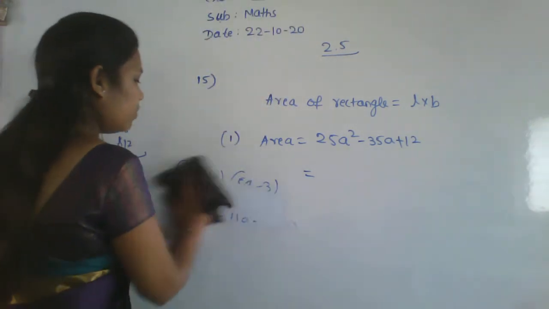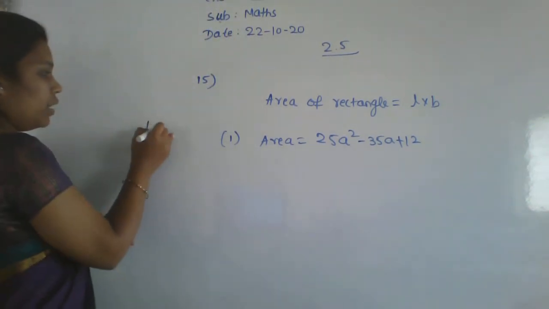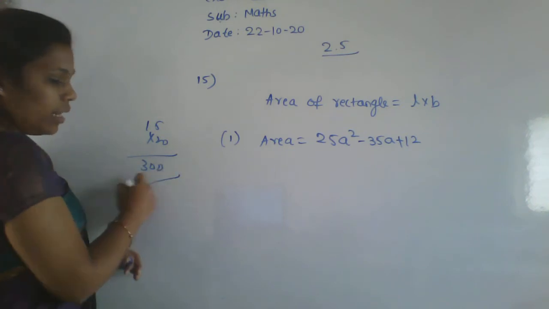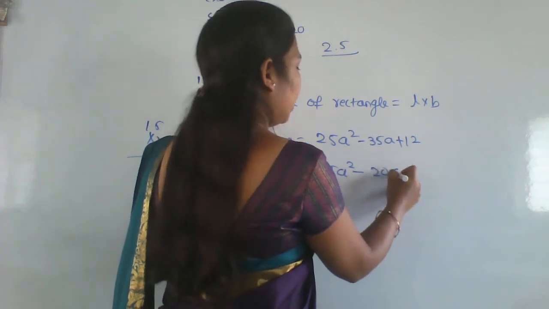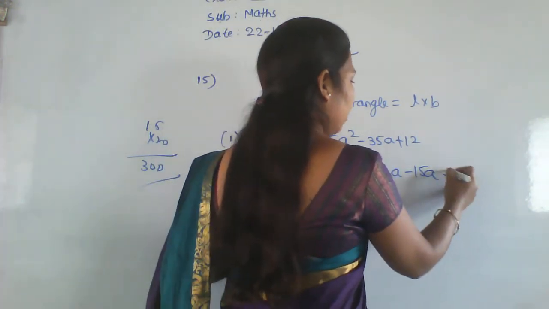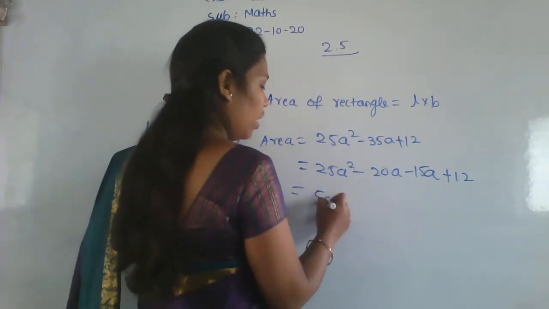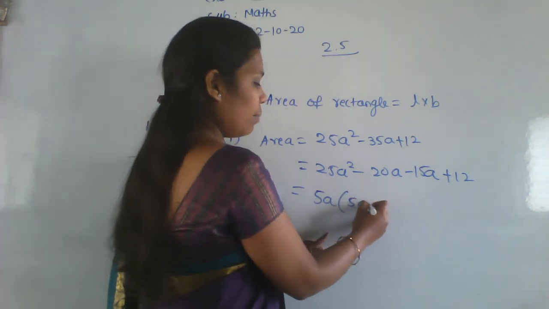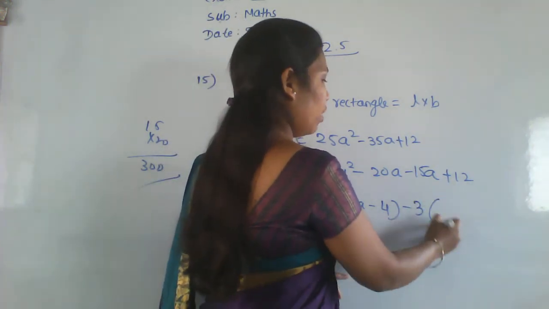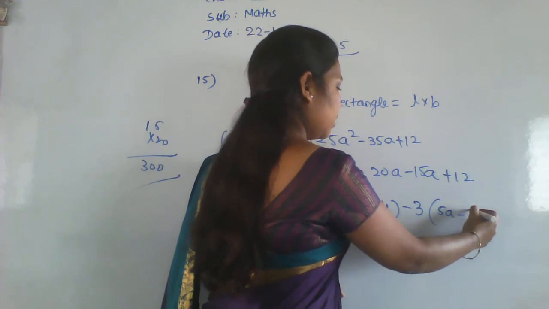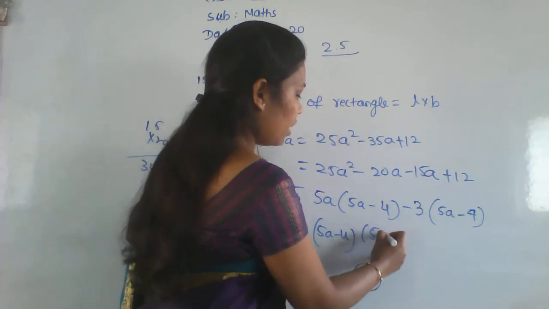Okay, so 15 into 20, you get the factors. 15 into 20, what is that? That is 300, right? So we get here 25a squared minus 20a minus 15a plus 12. Now take the common terms, that is 5a in the bracket. What is left here? 5a minus 4. Next take 3 common, that is 5a minus 4. So what is left here is (5a minus 4) into (5a minus 3).